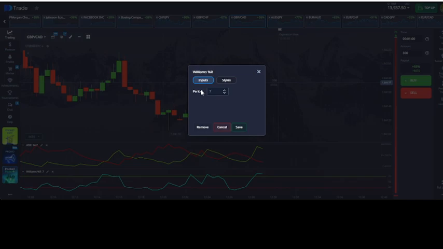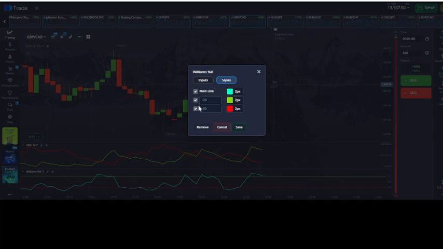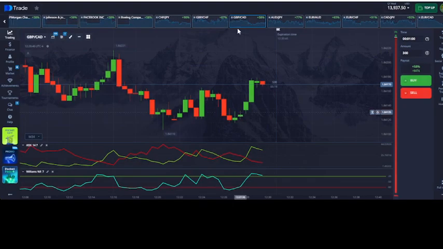Now for the Williams percent R indicator, I have the period set to 7, and in the style settings, I've increased the line width to 2 pixels each for the main line, the minus 20 line, and the minus 80 line here. So we go ahead and save the settings.